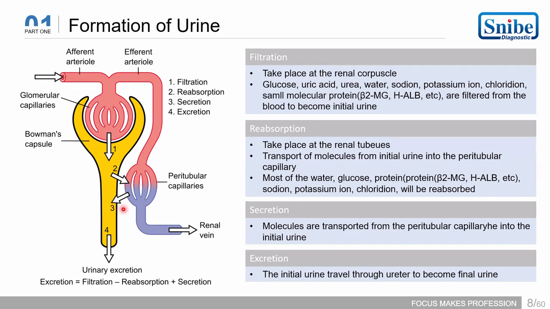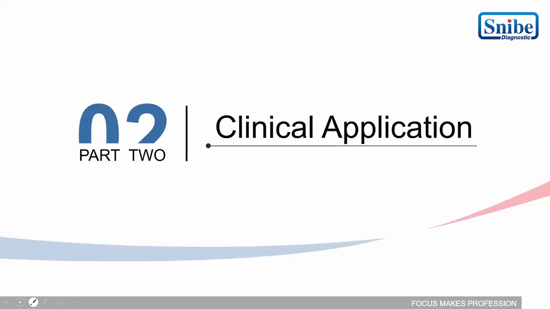And then the excretion. This initial urine travels through the urethra to become the final urine. So this is the excretion overall of the urine. Excretion is based on the filtration. Here the filtration occurs, and then the next step is reabsorption, and after the reabsorption there are some secretions, and then secretions may lead to the urinary excretion. So this is the natural process of formation of urine.